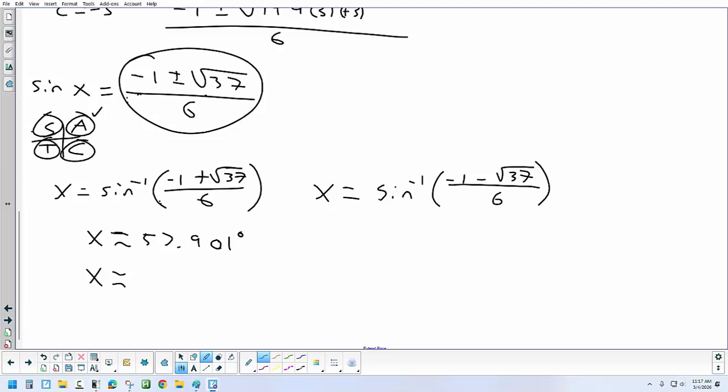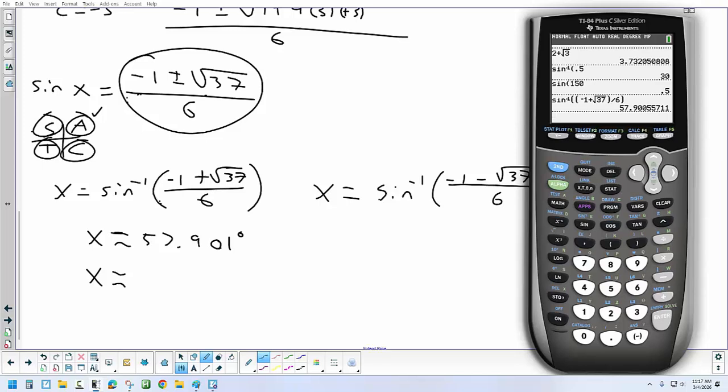Yep. From 180? Yep, subtract it from 180. All right, so we found our reference angle was 57.9, and then we were subtracting it from 180 because we're looking for an answer in the second quadrant. You don't have to type it in, you can just do second answer, and that's the quickest way to do it. 122.099.